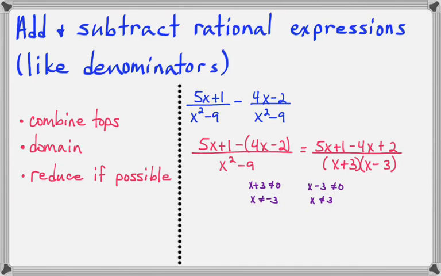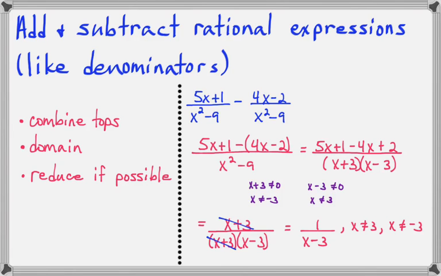And now let's continue with combining the like terms in the top here. 5x minus 4x is 1x. And 1 plus 2 is 3, of course. And then the denominator, x plus 3 times x minus 3. And the x plus 3's will cancel, and we'll be left with 1 over x minus 3. And don't forget to note the numbers that have to be left out of the domain.